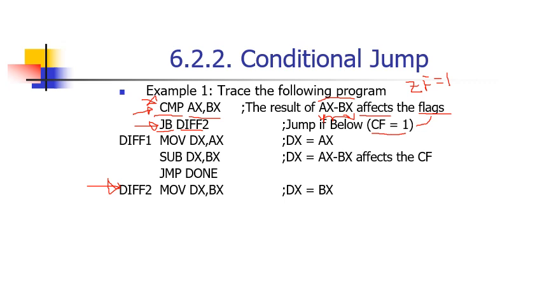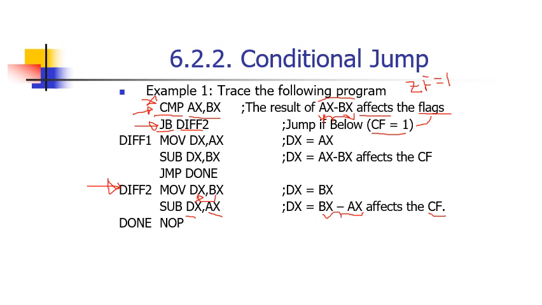What this def2 does, it takes the value of the bigger number BX, places it in DX. Then it subtracts now DX minus AX, which means what? This definitely becomes positive now. And if you go to the carry flag bit, you would find it 0. All right, and you're done.